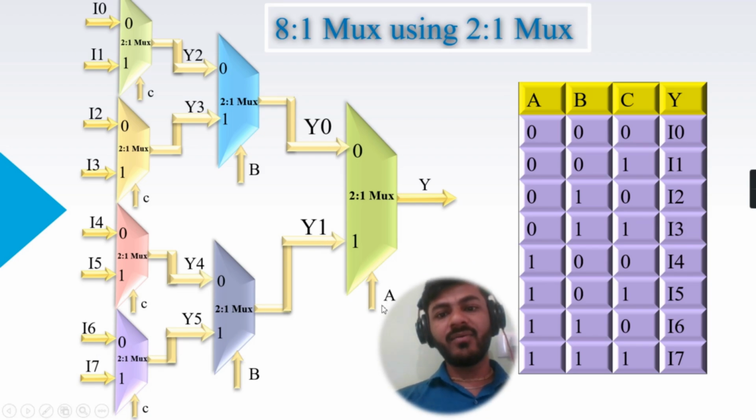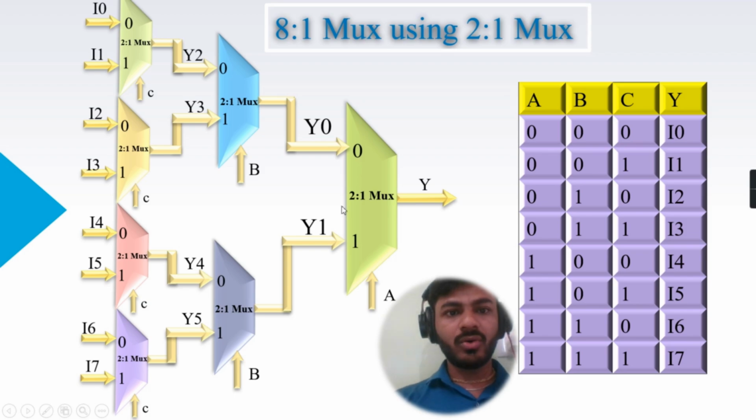Now select line A will decide whether Y0 will be routed to the Y, or Y1 will be routed to the Y. If select line A is equal to 0, then whatever I0 is routed to the Y0 will be routed into the Y. Means if A is equal to 0, B is equal to 0 and C is equal to 0, then I0 will be routed to Y. If A is equal to 0, B is equal to 0 and C is equal to 1, then I1 will be routed to Y.